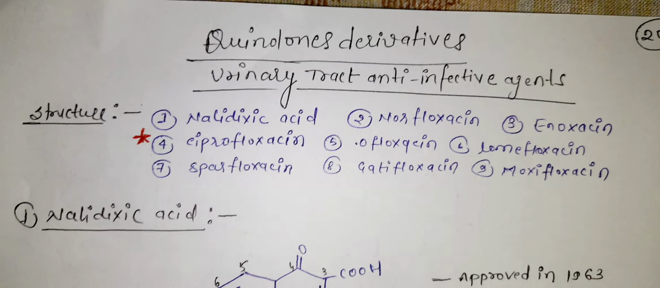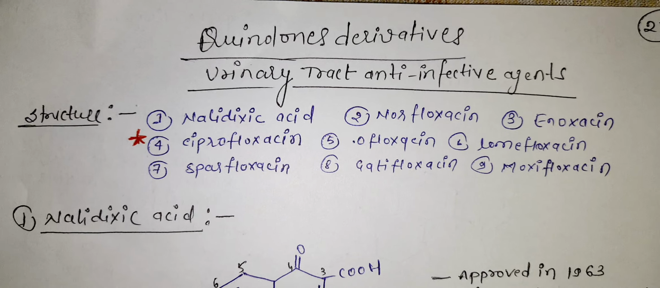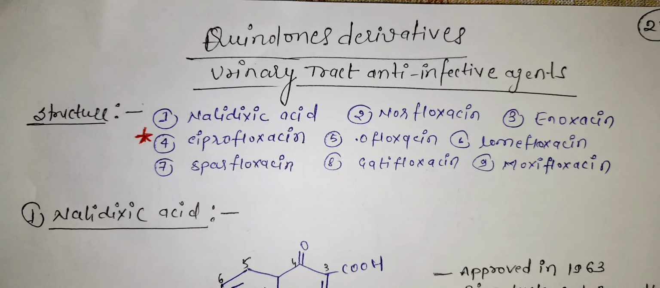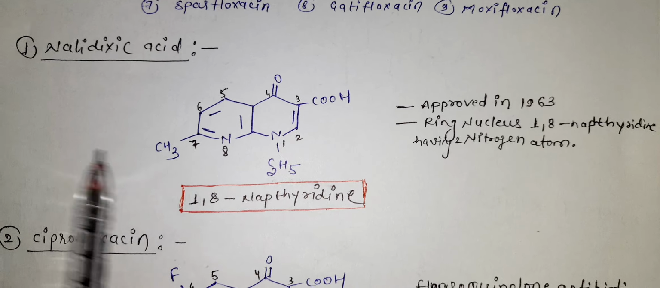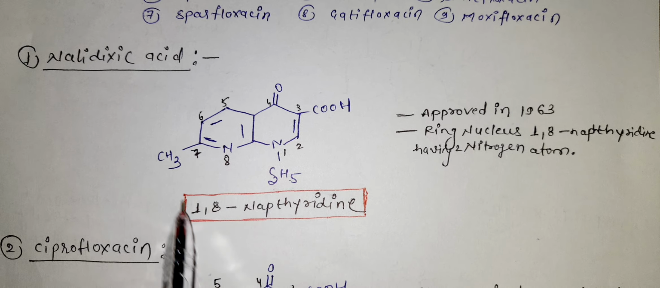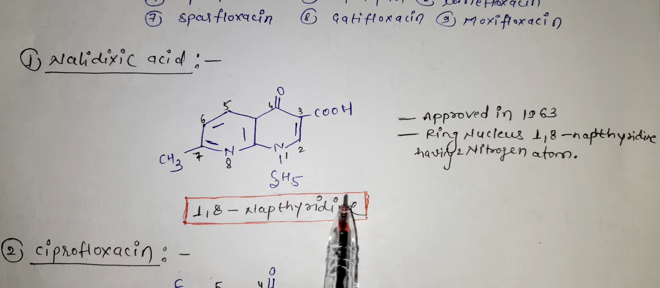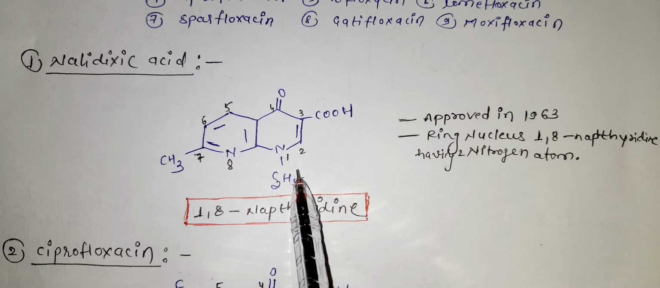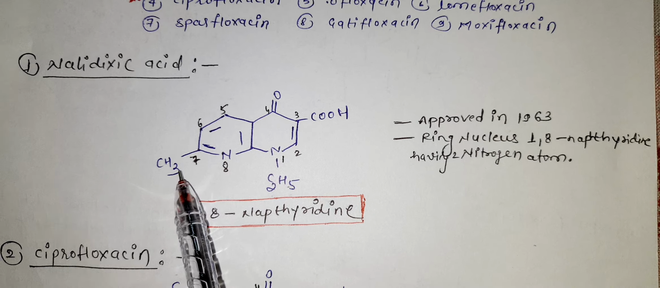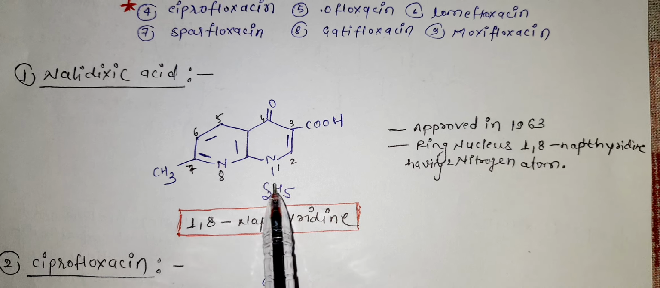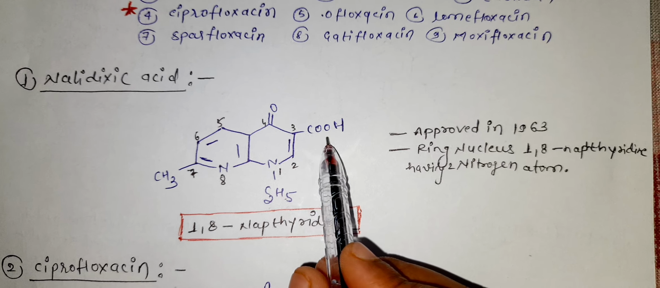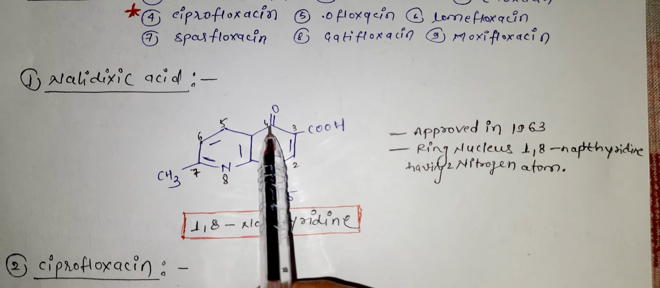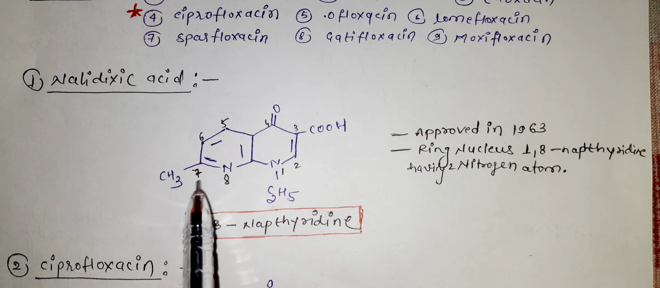So these all drugs are urinary tract anti-infective agents. The first structure is Nalidixic acid. Nalidixic acid is a 1,8-naphthyridine derivative, and the substitutions take place at position number 1, position number 3, position number 4, and position number 7. Position number 1 has an ethyl group, position 3 has a carboxylic group, position 4 is oxo, and position 7 is substituted by a methyl group.